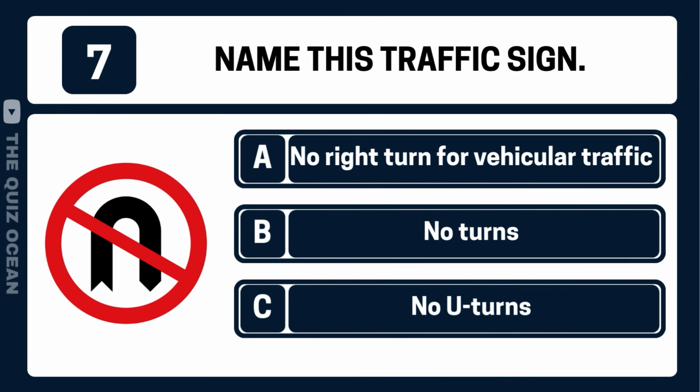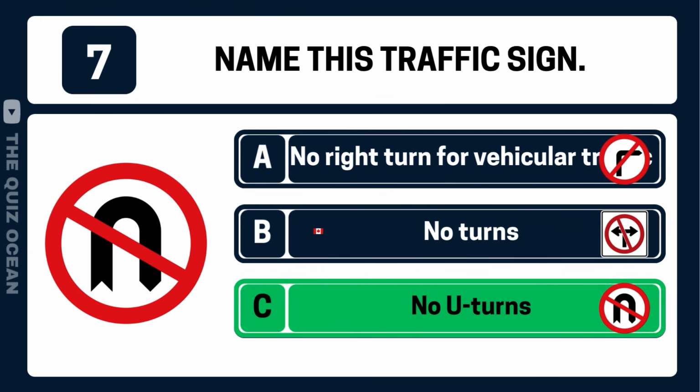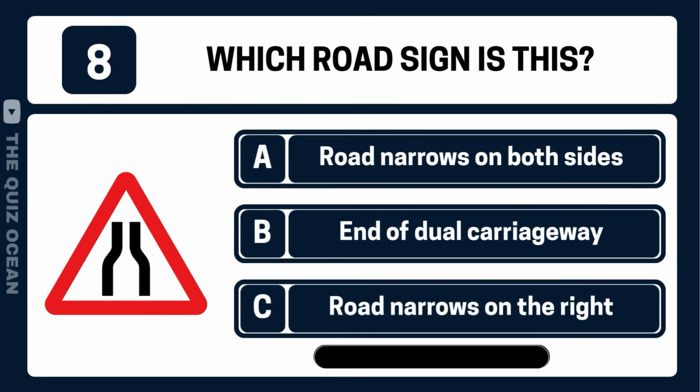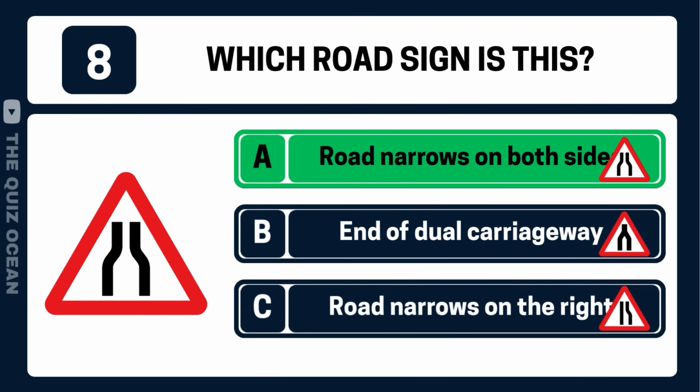Name this traffic sign. Good observation. This is the no U-turn sign. Which road sign is this? Nicely done. This is the road narrows on both sides sign.